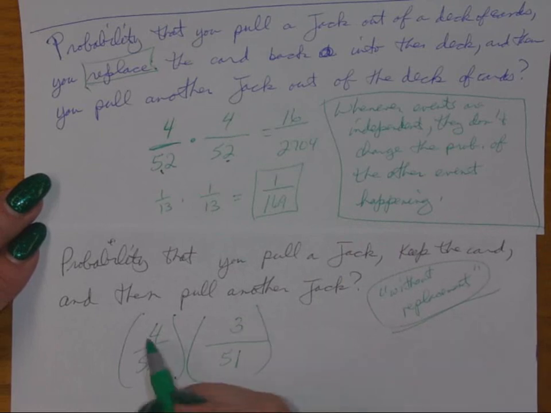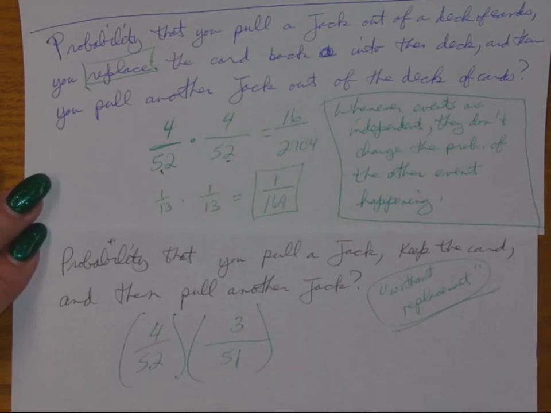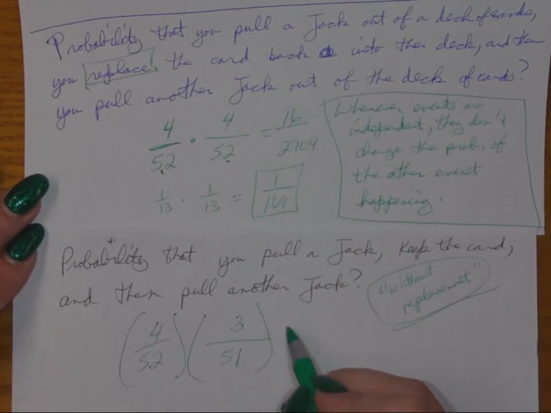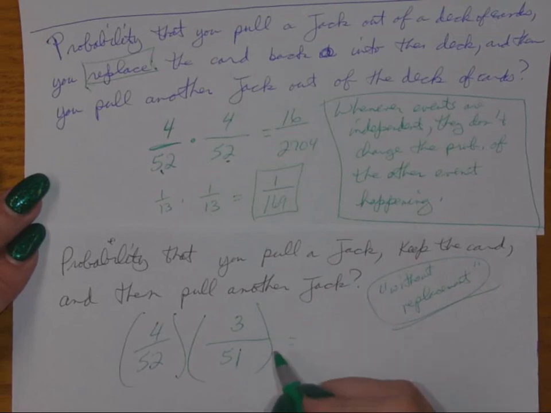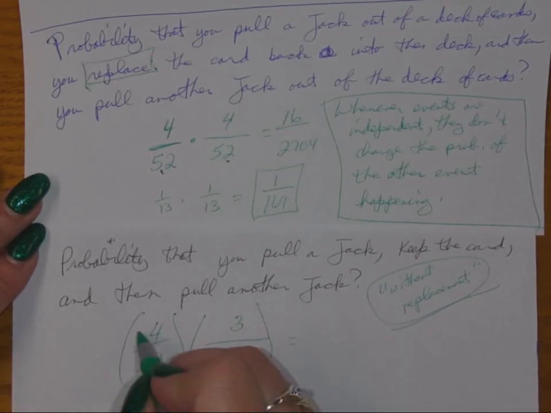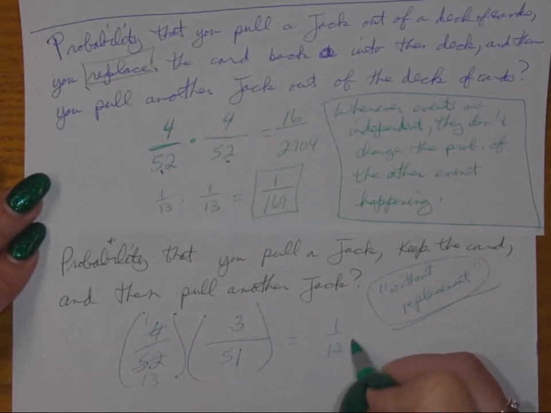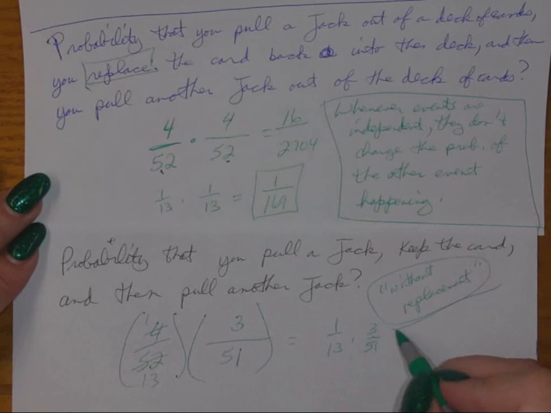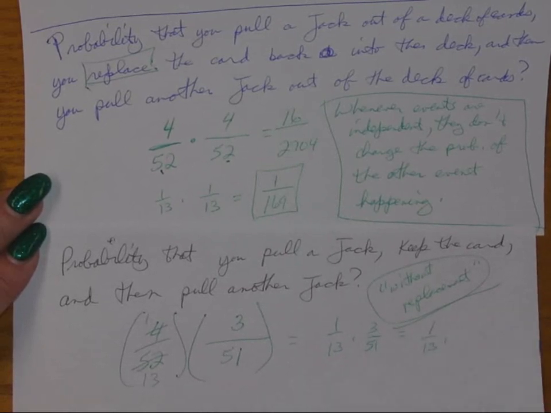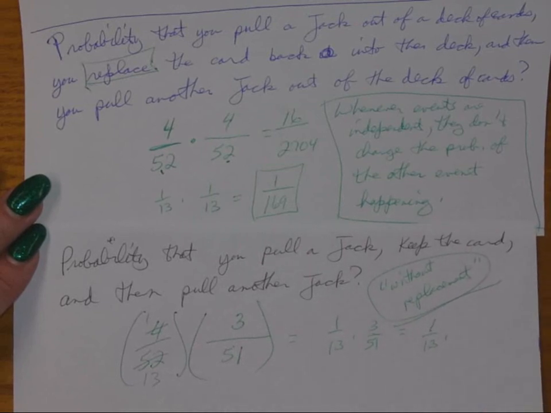Now I need to look at this and say, it's going to be a little bit bigger. You can go ahead and reduce this, for instance. I know this is still 1 out of 13 times 3 out of 51. 3 and 51 will reduce as well. 1 out of 13 times 51 divided by 3 is, oh, we'll go back.